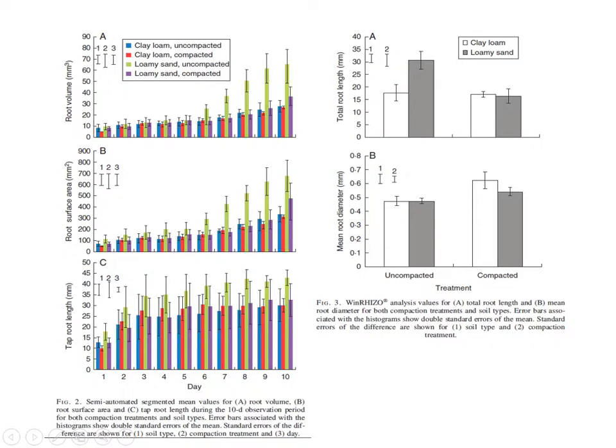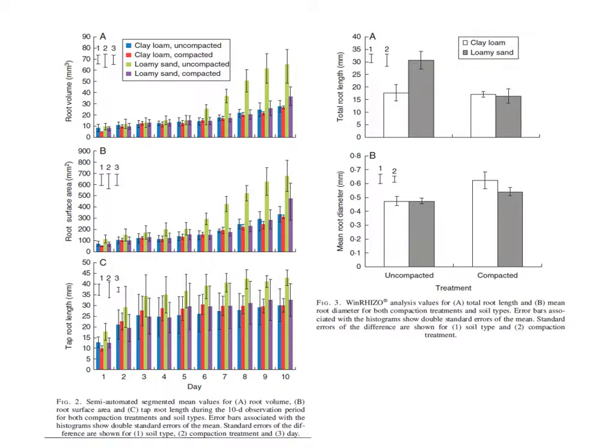In the clay loam, there was a little difference between the 2 treatments in overall root length. There was some, but in the loamy sand, there was a great difference. The non-compacted soil allowed much larger root growth than the compacted one. There was not much effect on the root diameter in this case.